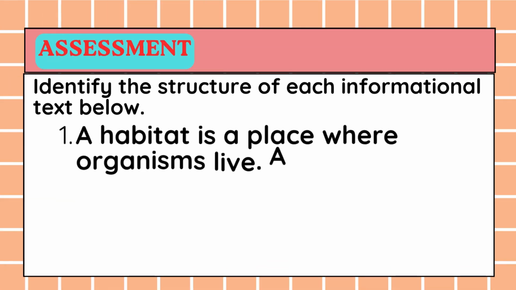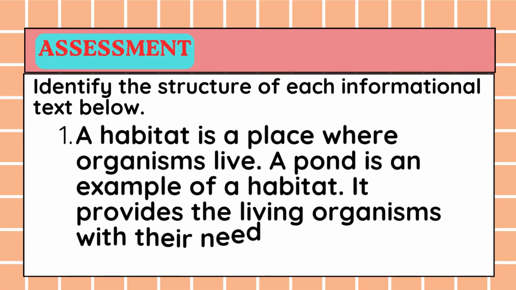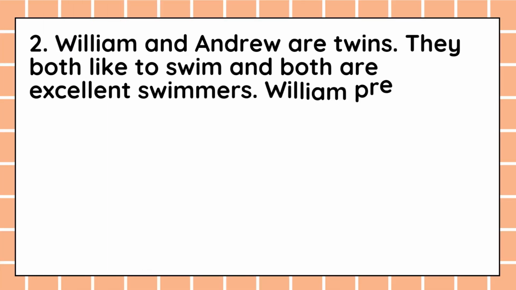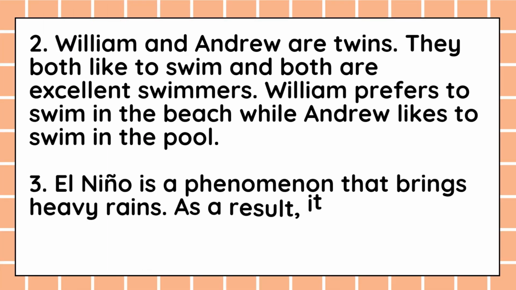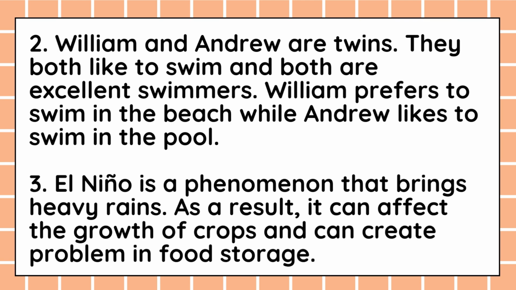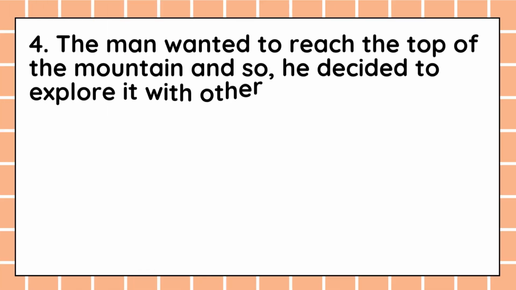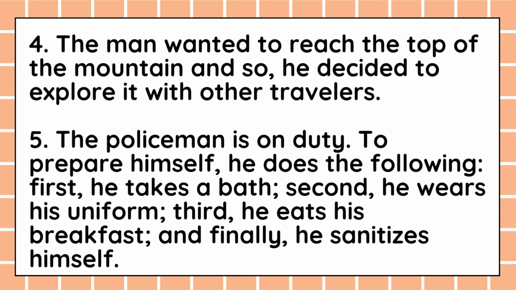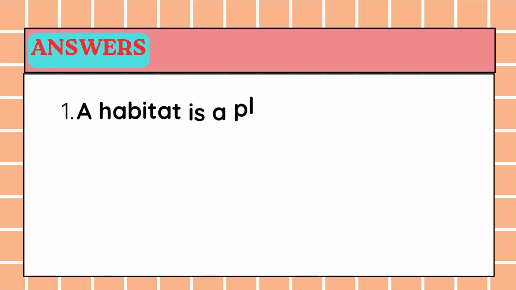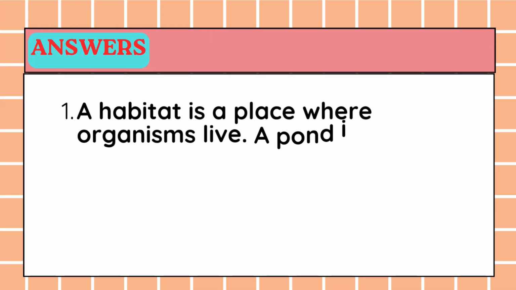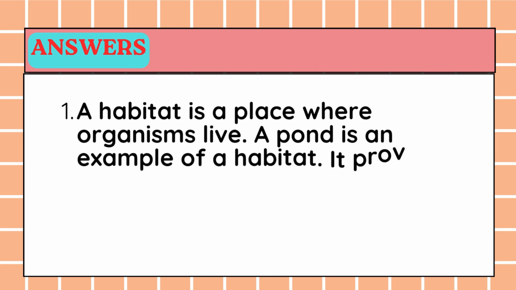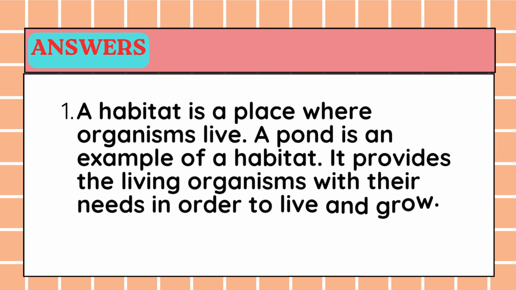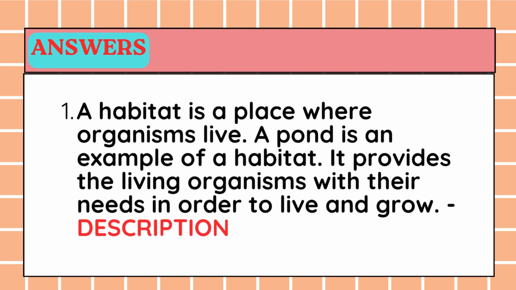Assessment. Identify the structure of each informational text below. Here are the correct answers. 1. A habitat is a place where organisms live. A pond is an example of a habitat. It provides the living organisms with their needs in order to live and grow. Answer. Description.